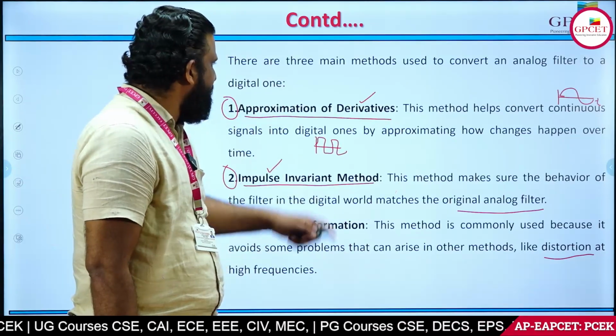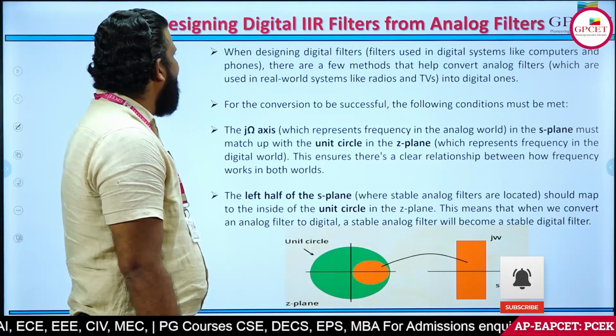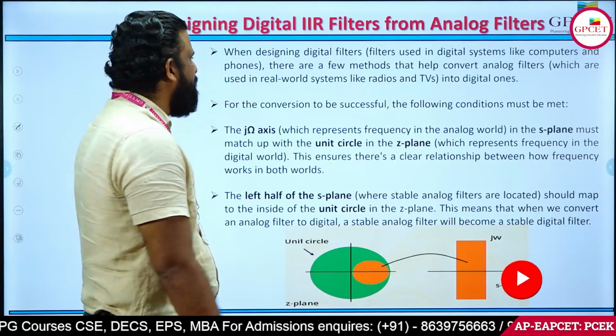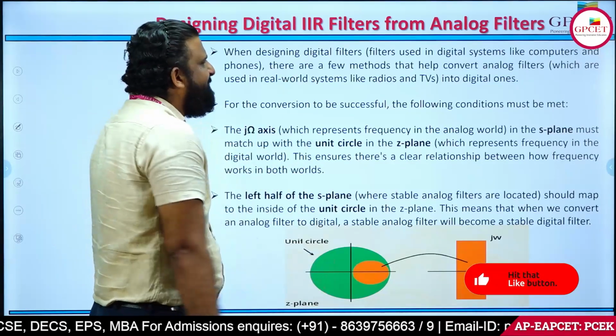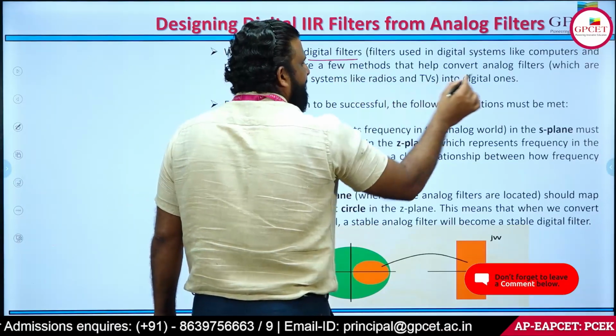Okay, so these are the three methods. Let's see how the designing of digital filters from analog filters happens. First, we will recall what happens here. When designing digital filters, how are we designing them? By converting the analog filters.